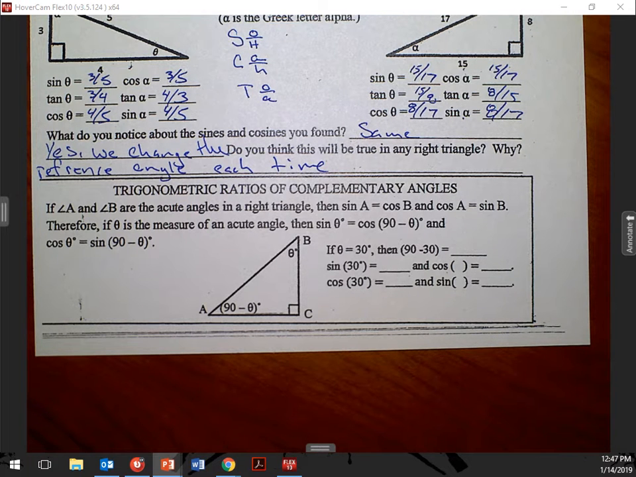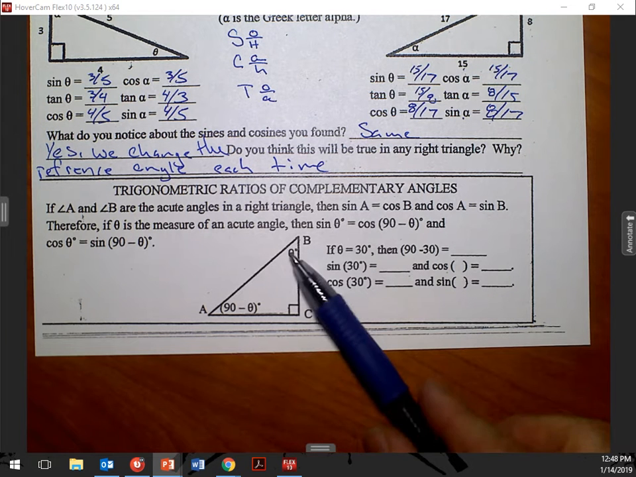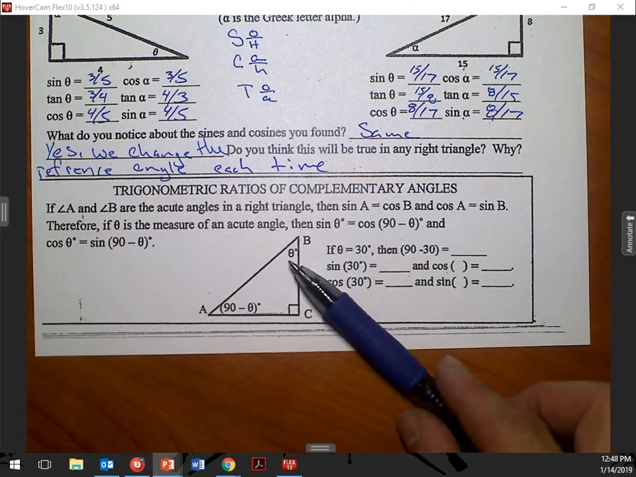Less than 90, very good. Then sine theta is equal to cosine of 90 minus theta. All right, so now, think about this mentally. I want you guys to think about this. So I'm putting my pen right here on B.